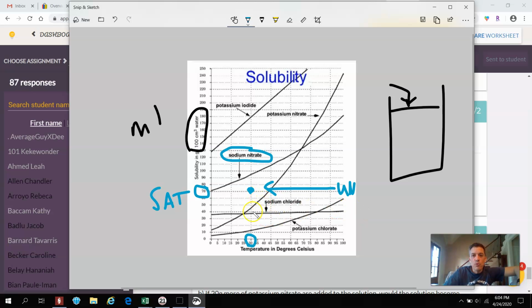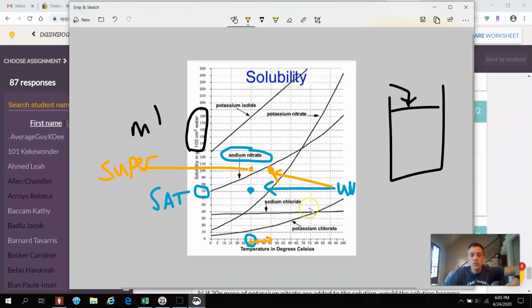If we added 30 more grams to it, then 70 plus 30 would get us up here. That will put us above the line. And if we're above the line, then that would be supersaturated. But then what if I heated it another 15 degrees? If I heated it another 15 degrees, that would change my temperature from 30 to 45, and then that would put me over here. Again, I'm back under the line at this point. And if my dot is graphed under the line, then it's going to be back to being an unsaturated solution.